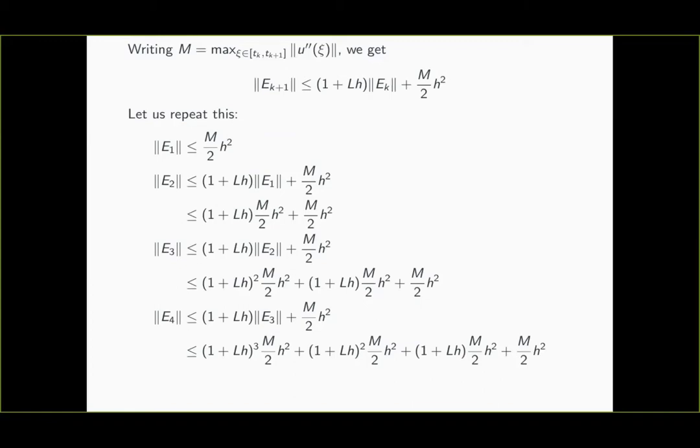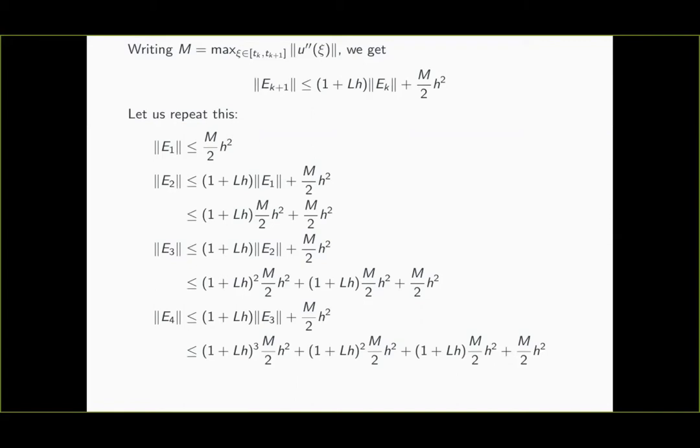And plugging in the upper bound I've already derived for E1, I get (1 + LH) times M/2 h squared plus M/2 h squared. Okay, and next I plug in this upper bound for the norm of E2 in the formula that I have for the norm of E3.